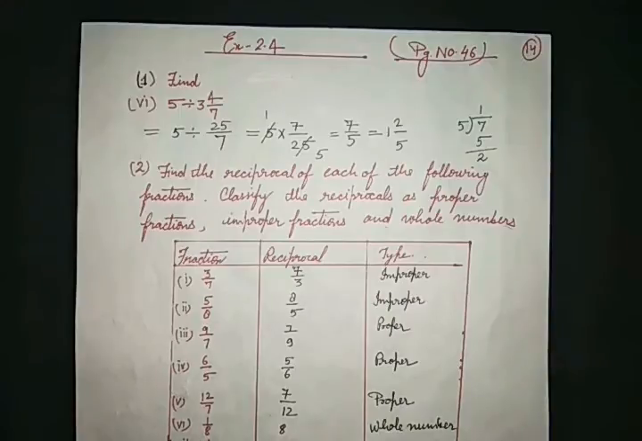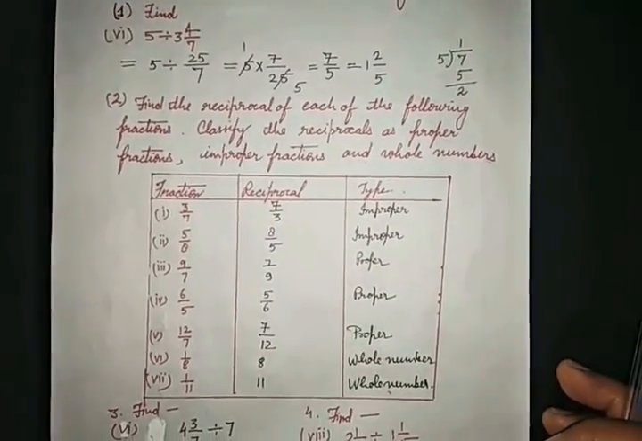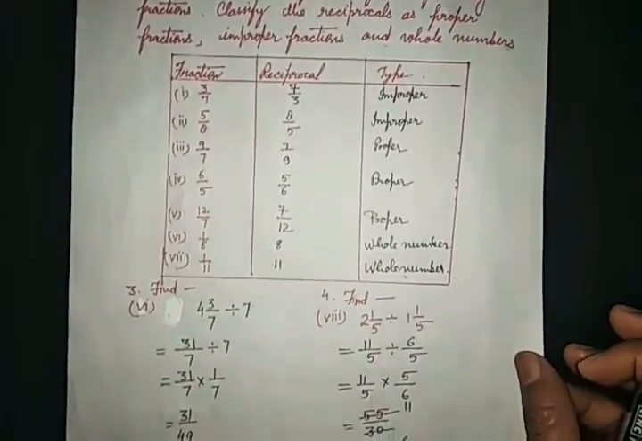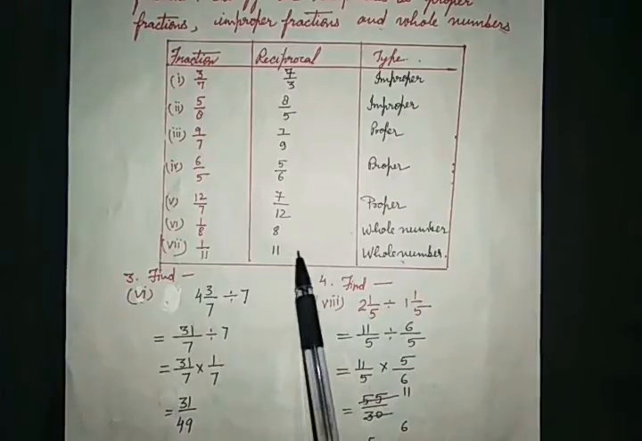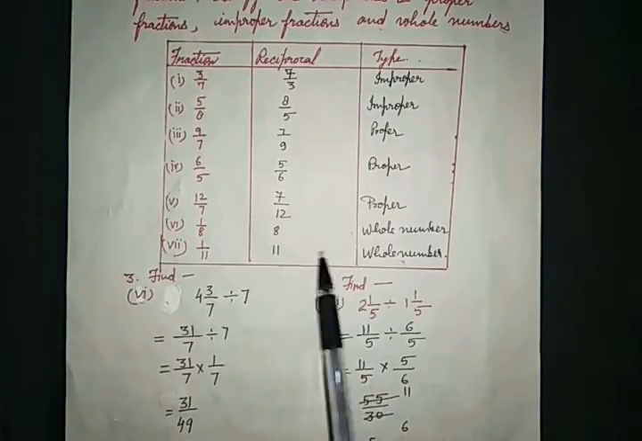Like this, in the seventh part, the fraction is 1 upon 11. And the reciprocal of the given fraction 1 upon 11 is 11 upon 1, which equals 11. And 11 is a whole number. Here 11 is a whole number because when you write the reciprocal of 1 upon 11, 11 comes, and 11 is a whole number.